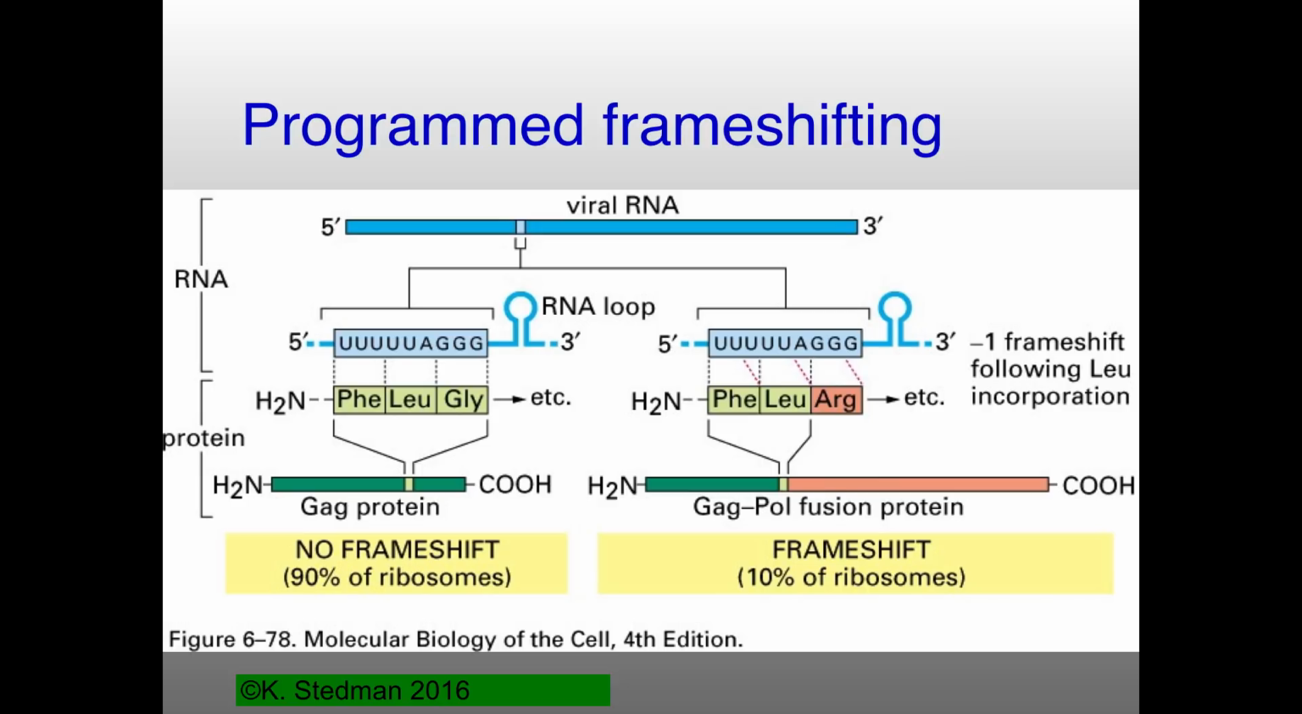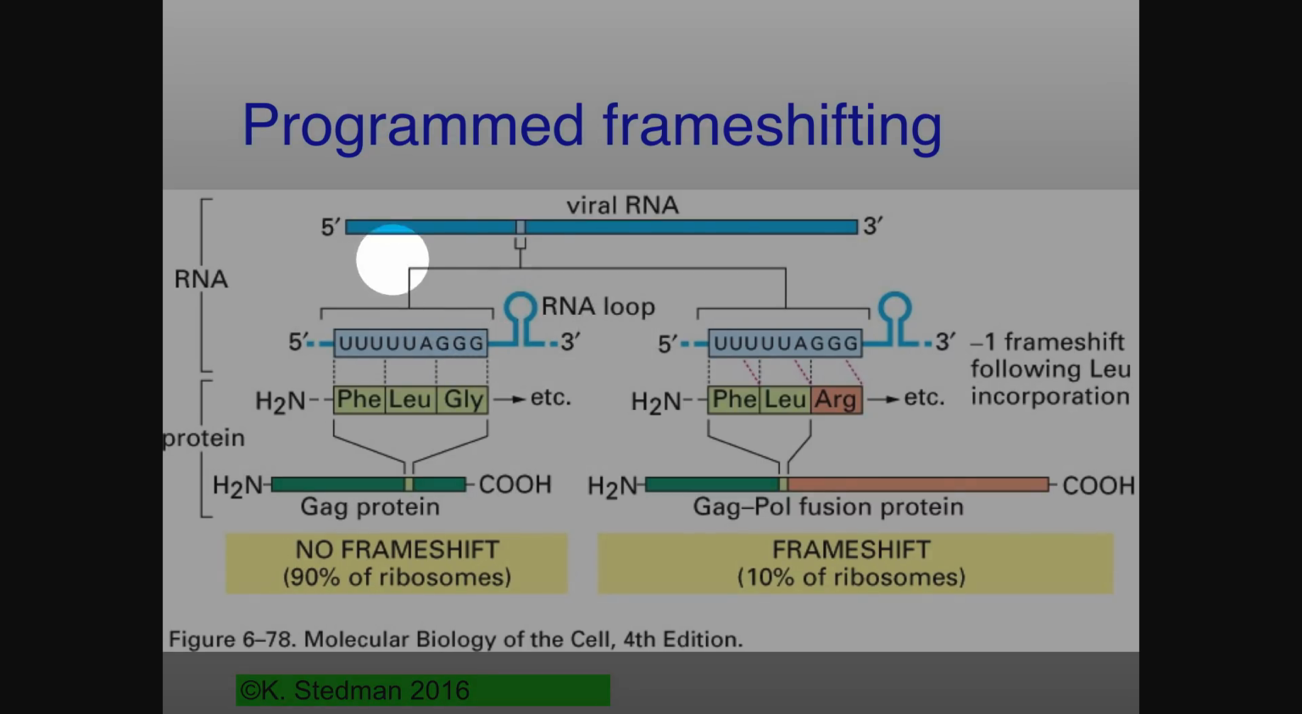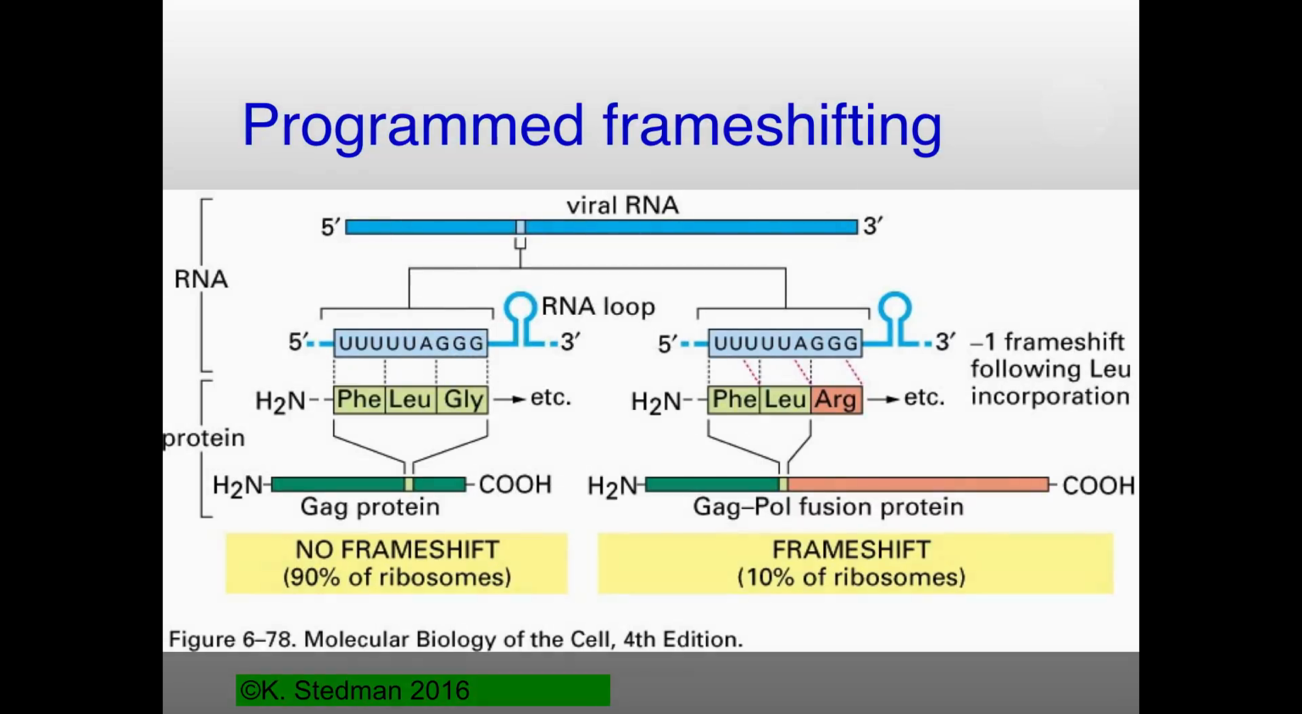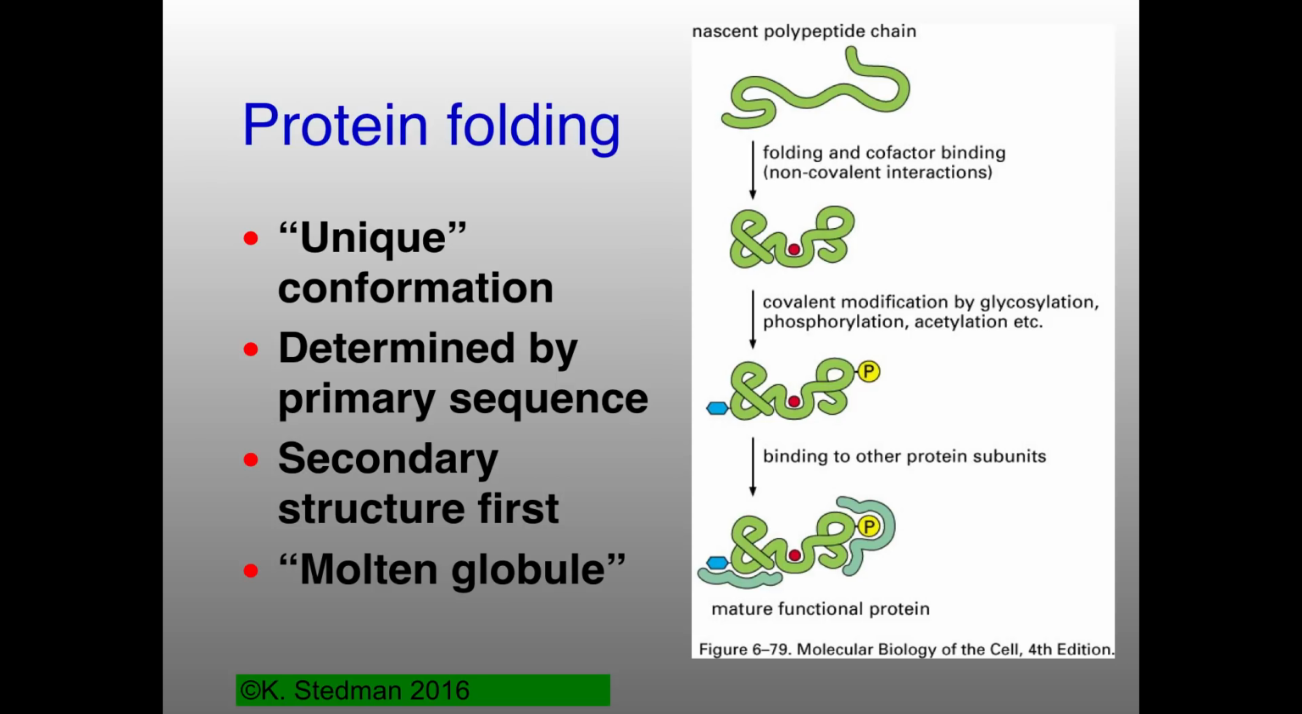But if you look at RNA inside a cell, we always draw these nice RNAs all stretched out in one piece, one nice long line. That's not the way that RNAs are. They're all bound up with each other. Okay, other questions on translation.